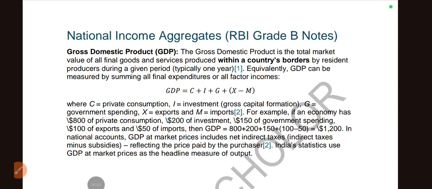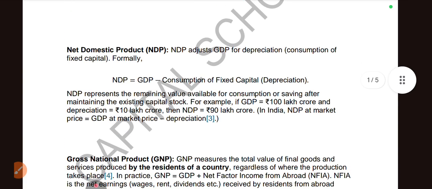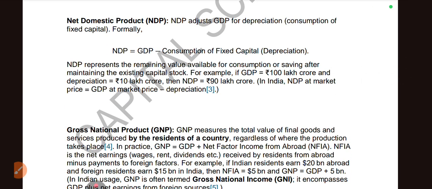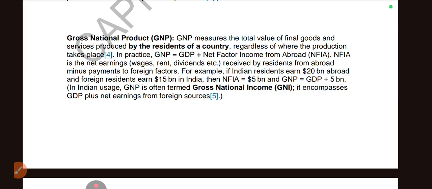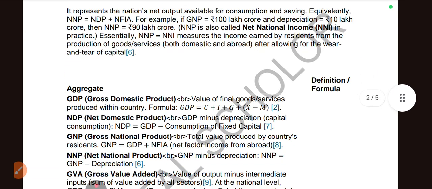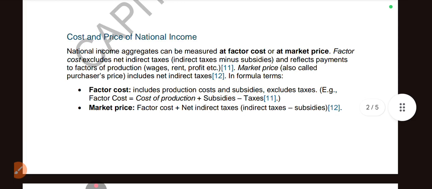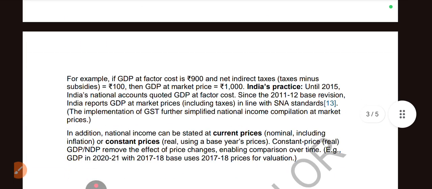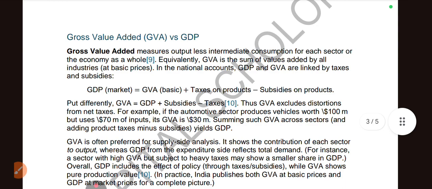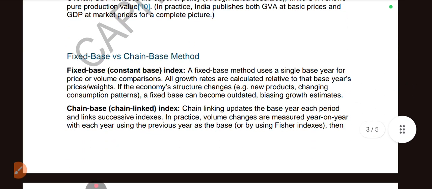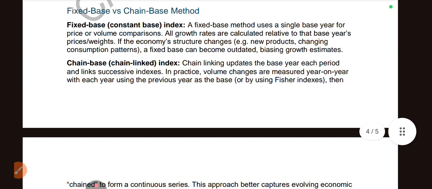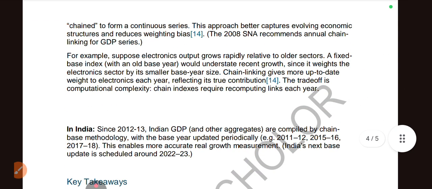Today we are going to learn about ESI part 1, which is measurements of growth. In the measurements of growth, what are the topics we are going to cover? Today I will tell. The first topic is GDP, and the second is NDP, which is net domestic product. Third is GNP, gross national product. Fourth is net national product, and fifth is cost and price of national income, and gross value added versus GDP, and fixed chain based method. These are the topics for today. It's a part 1 video.